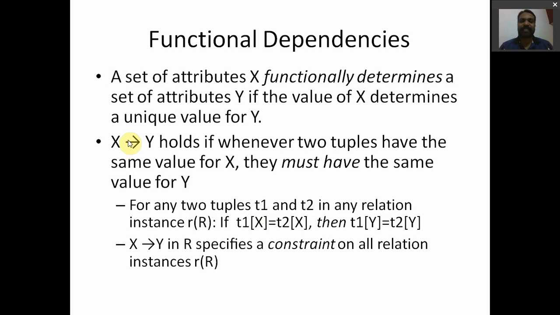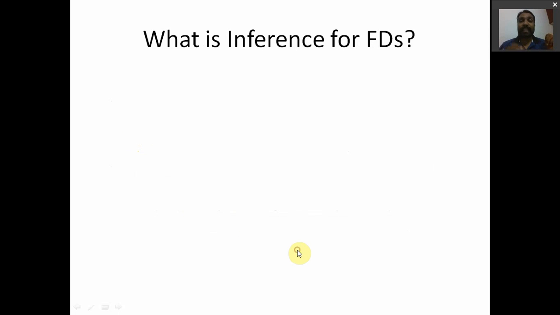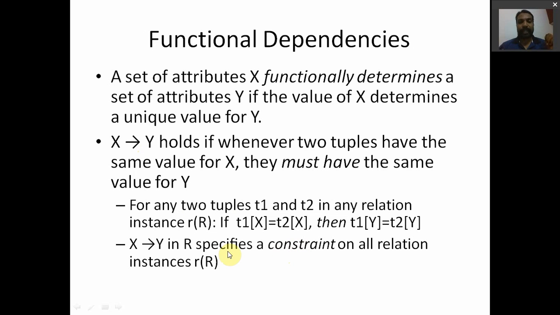So this is a constraint on the relation. X to Y is a constraint on that relation, so this should hold in every instance of R. That is, if we modify, insert, or delete some tuples, this condition should hold. Then we say Y is functionally dependent on X, or X functionally determines Y.